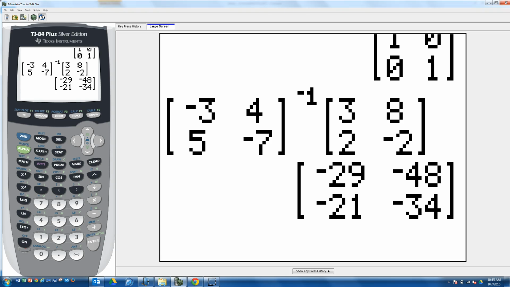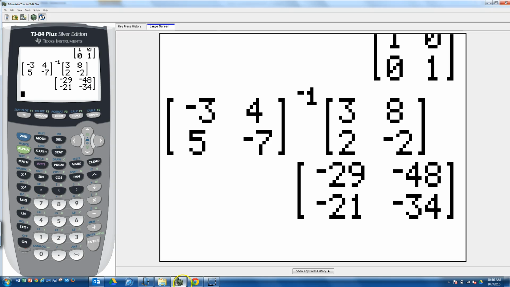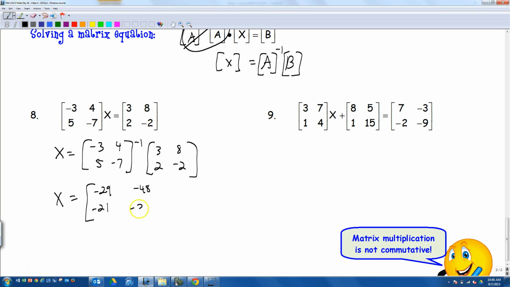Did I do something wrong here? No, I just didn't write my answer down. Okay, so you get -29, -48, -21, and -34. So we get that x is equal to that. Okay. And then on this one over here, you have to subtract first, and you can subtract the whole matrix.